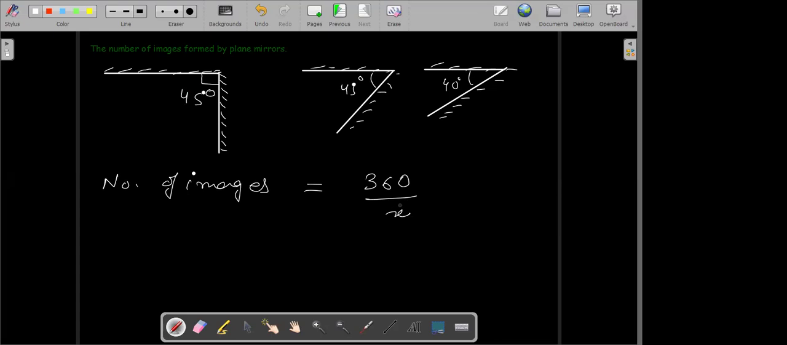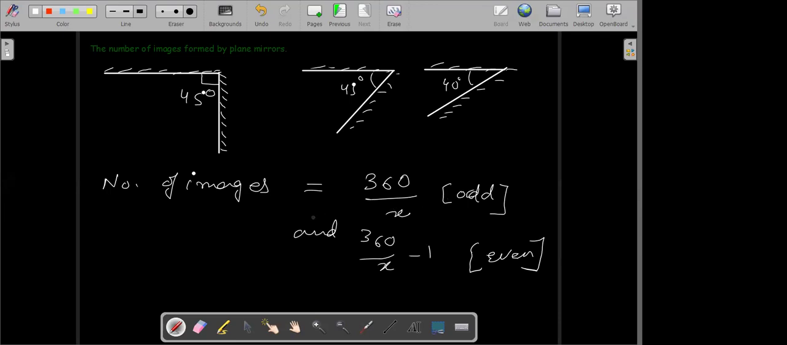So this is 360 divided by x if it's odd, and 360 divided by x minus 1 if it's even. What do I mean by this? You divide 360 by the angle, whatever number you get. If that number is an even number, you have to subtract 1 from it. And if that number is an odd number, that will be the number of images.